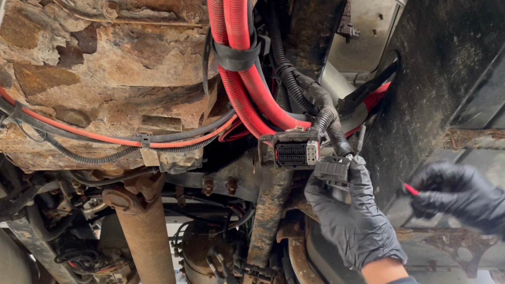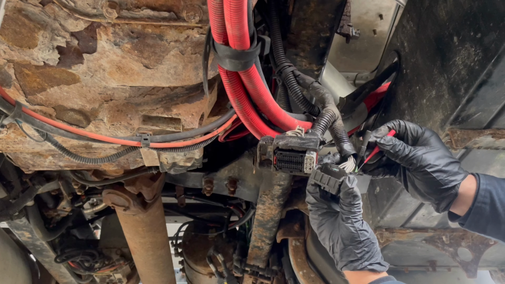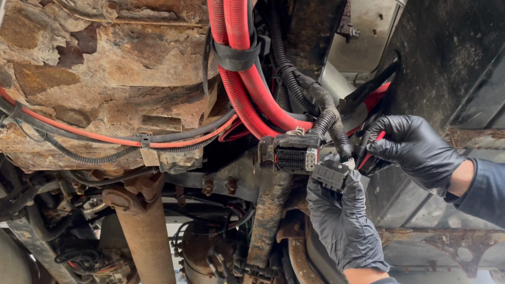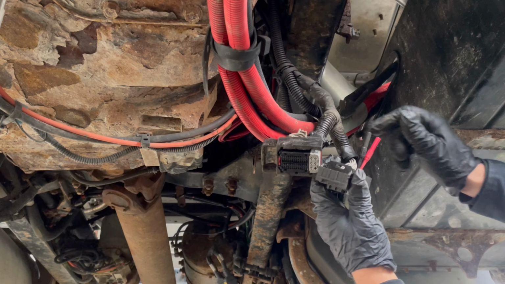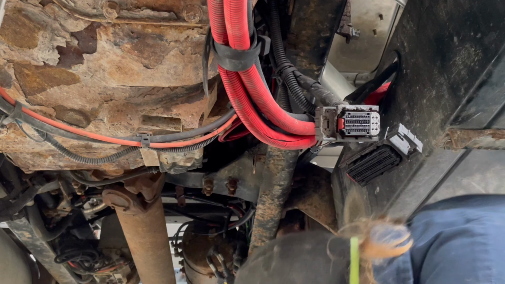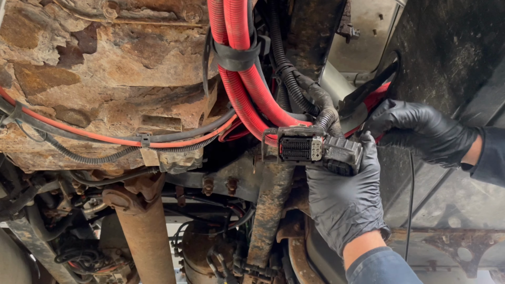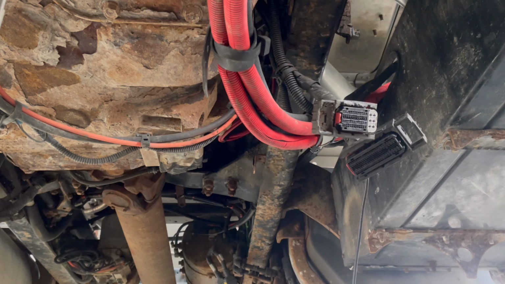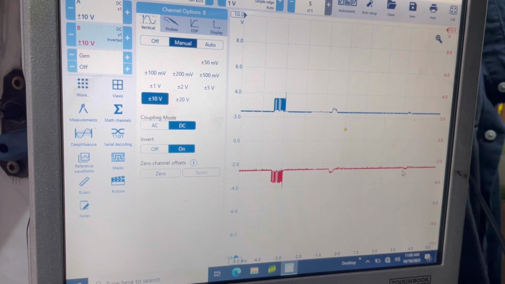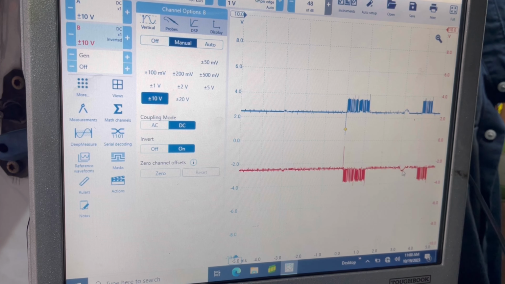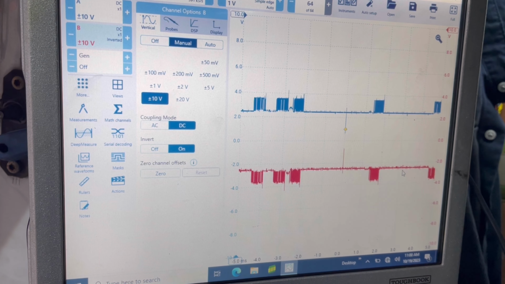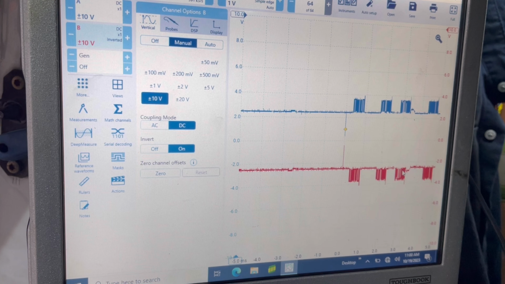Back probe in yellow. Probed in green. Oh, I didn't think about it, but I need two channels here. Very big. So it looks like we have good communication to the module. Why isn't this module working? Well, it's probably full of water inside.